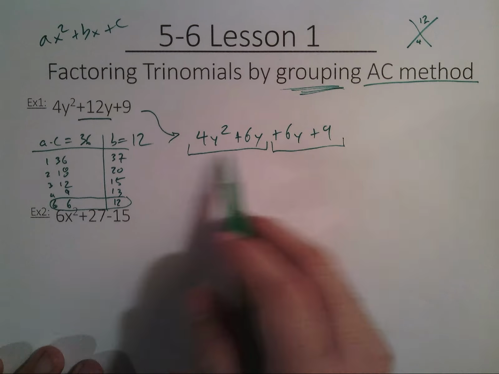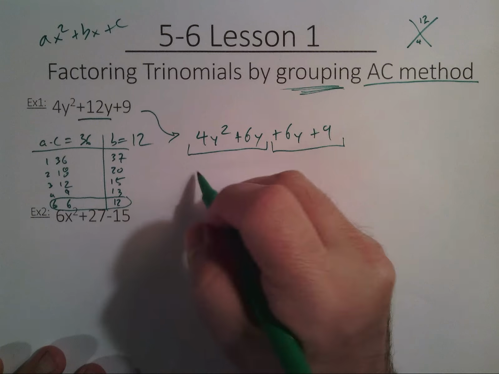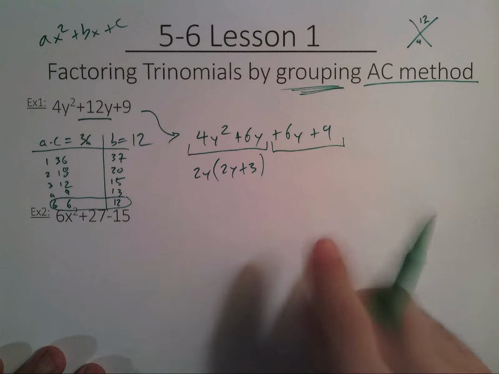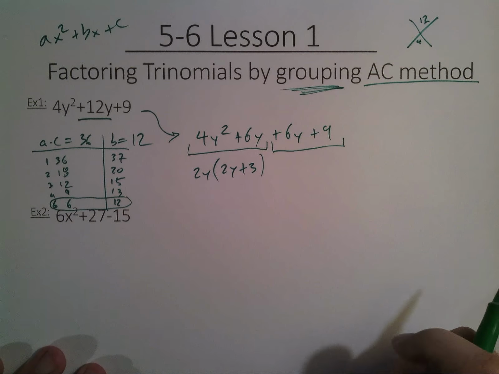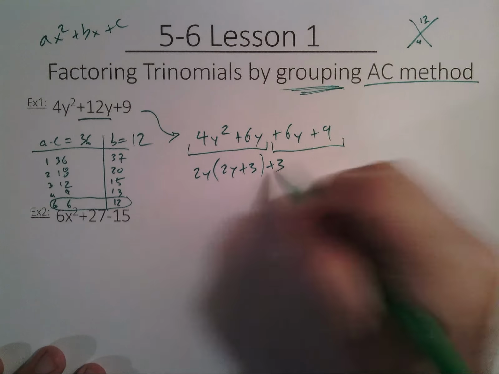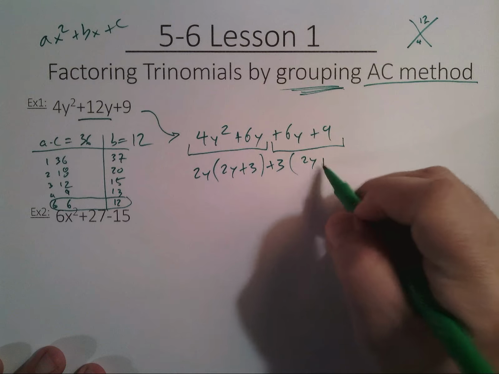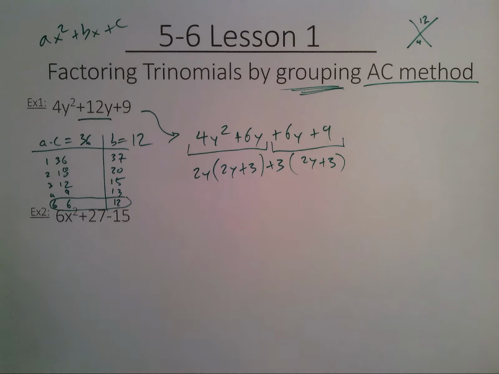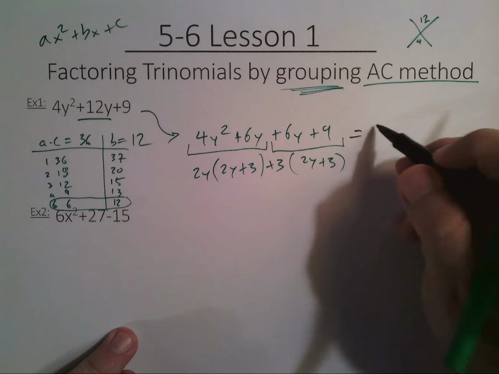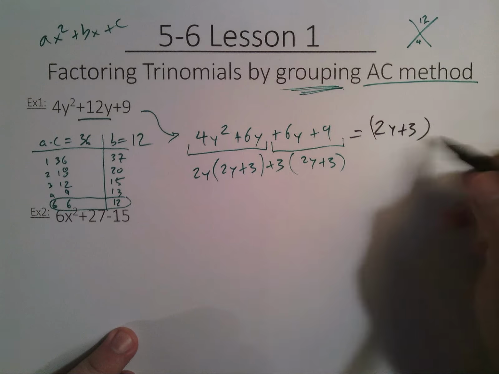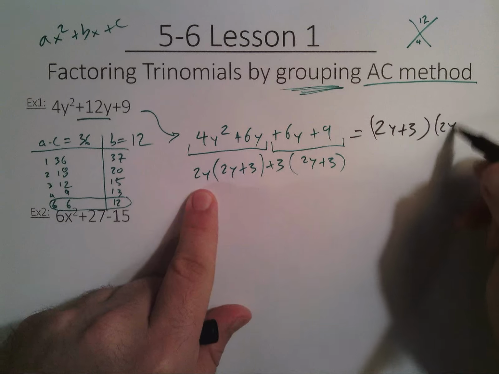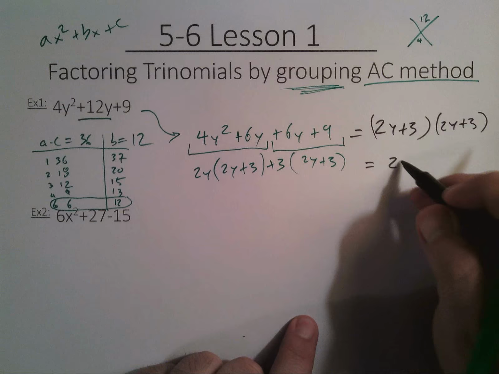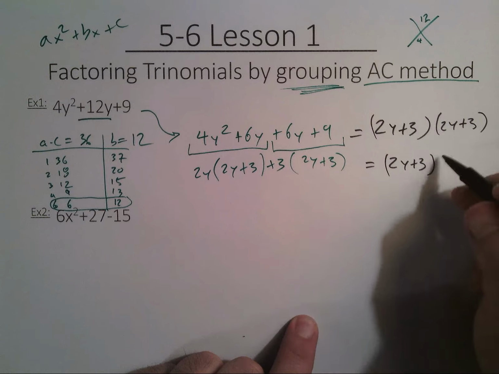Alright, so what's common to the first 2? 2 and y, leaving behind 2y plus 3. What's common to the second 2? Oh, 3. So plus 3, leaving behind 2y plus 3. I have 2y plus 3 in both places, so I'm going to factor that out, leaving behind 2y plus 3.